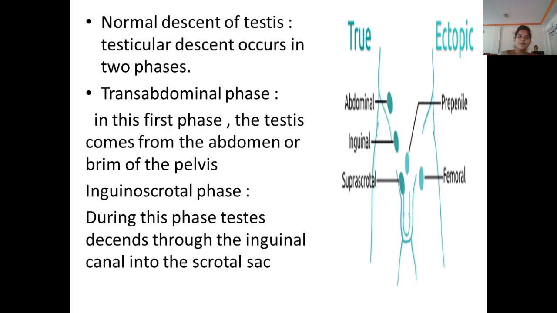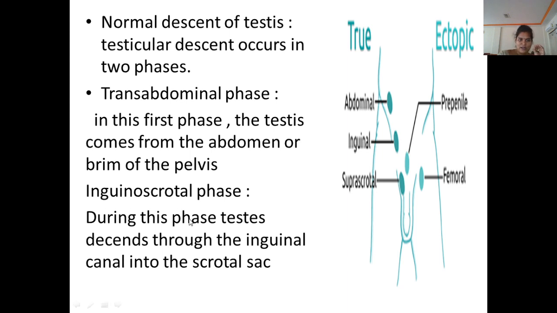So normally, what happens in the descent of the testis? The testicular descent occurs in two phases: the transabdominal phase and the inguinoscrotal phase. The transabdominal phase is the first stage. In this, the testis comes from the abdomen to the brim of the pelvis. This is the abdomen, it may come from here, and here our pelvic brim will be. Up to here it will descend.